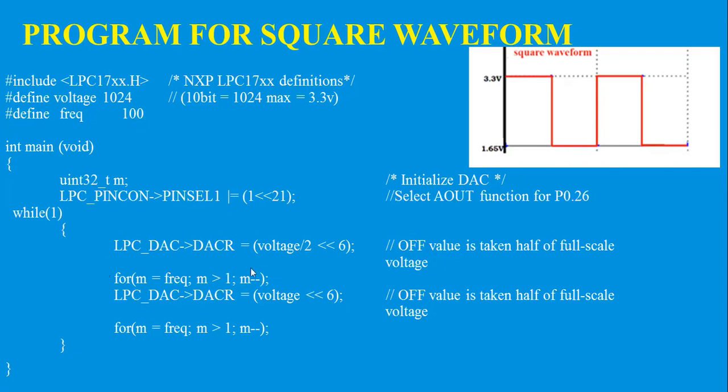After that span of time, the DAC register is loaded with the maximum value, which is 1024, and we wait for around 100 units of time. Thereby the analog output pin switches between 3.3 volts and 1.65 volts. This is how to generate a square wave with the help of the inbuilt DAC. So that's all about the program.